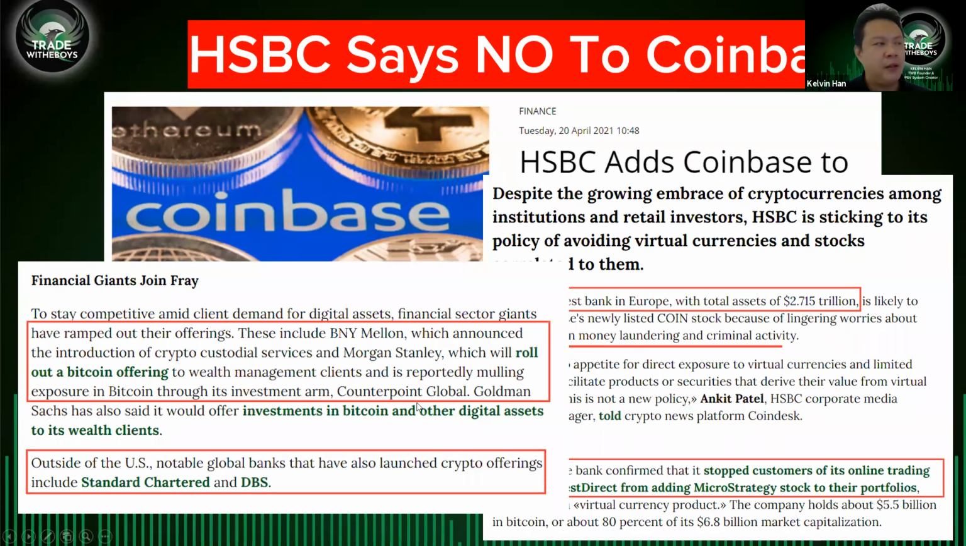And of course, big guns like Goldman Sachs are also offering investment in Bitcoin and other digital assets to its wealthy clients. Even Standard Chartered and our very own DBS are involved in crypto offerings. So you see that although HSBC says no, the rest of the banks say yes, and they are even doing it in a very open way.